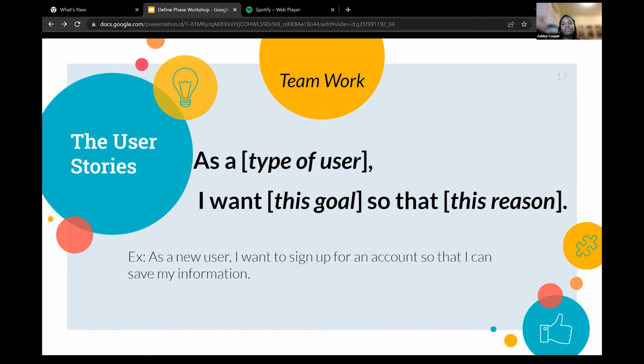User stories typically follow a template that involves identifying who the person is, what they want, and why. So a user story would read, as a type of user, I want this goal so that this reason. And my example that I have here is, as a new user, I want to sign up for an account so that I can save my information. And that is a typical reason for anyone to sign up for an account, whether it be a retail account or a social media account.